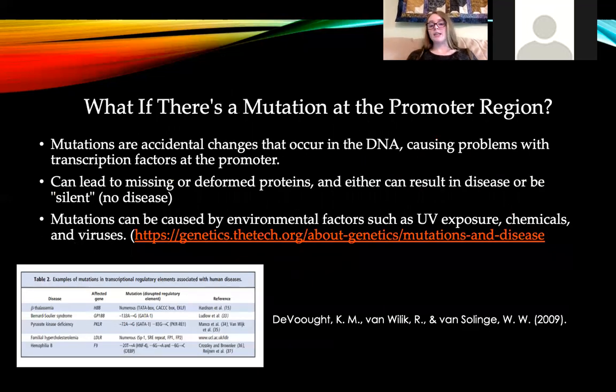What if there's a mutation at the promoter region? Mutations are accidental changes that occur in the DNA, causing problems with transcription factors at the promoter. They can lead to missing or deformed proteins and can either result in disease or be silent, which means no disease. Mutations can be caused by environmental factors such as UV exposure, chemicals, and viruses. This table down here at the bottom left-hand corner goes into more detail with examples of mutations in transcriptional regulatory elements.